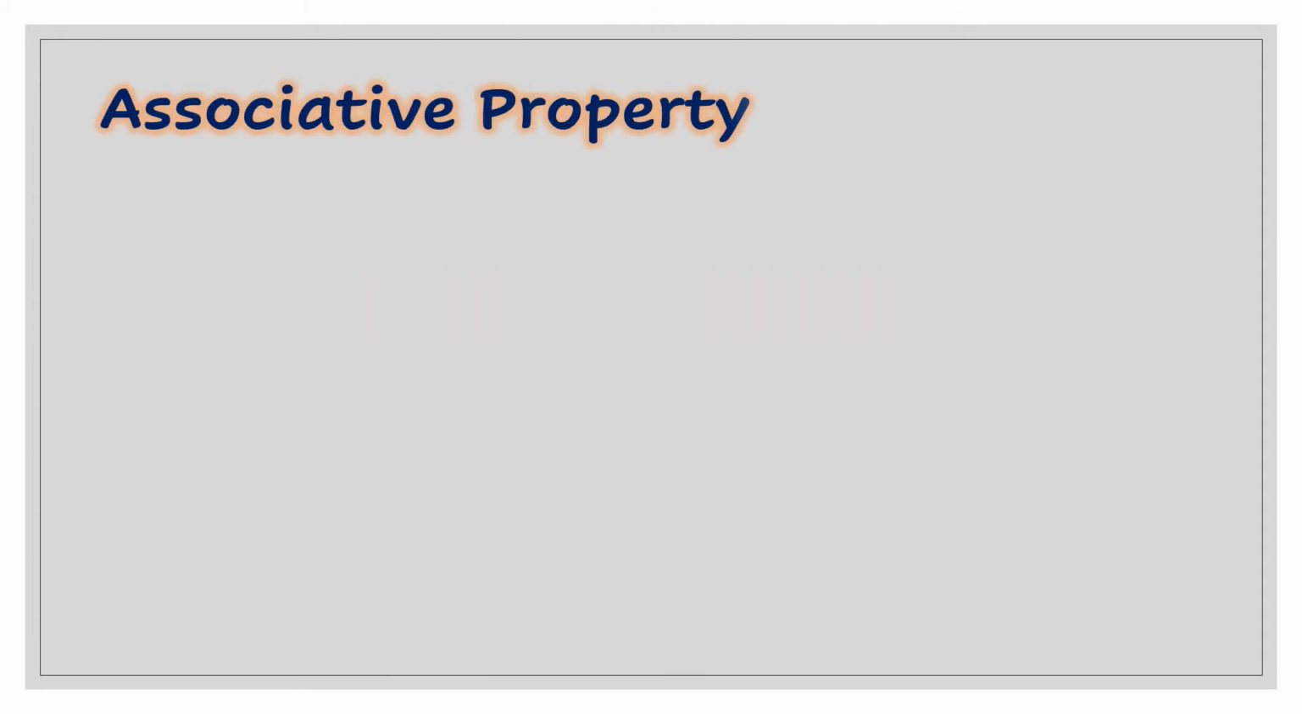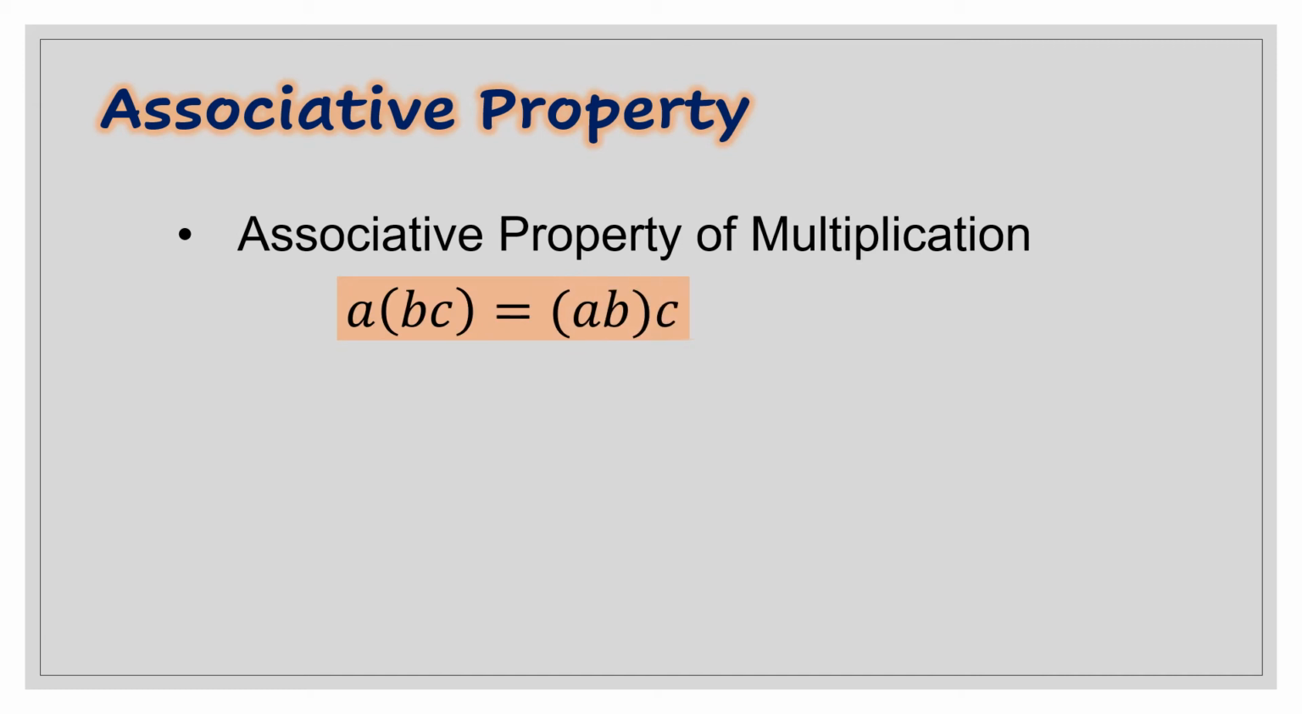Ganon din ang mangyari sa associative property of multiplication. A times the quantity B times C is equal to A times B times C. So what does it mean? Again, uunahin natin i-multiply yung B times C doon sa unang equation, tsaka natin ita-times ang unang part of the equation, and then tsaka natin ita-times sa A.